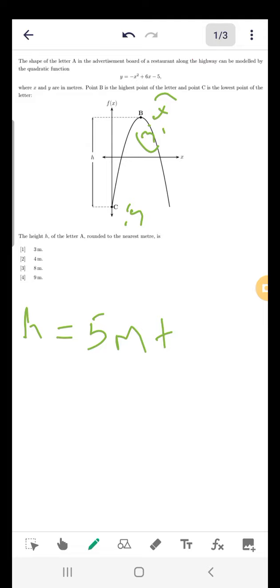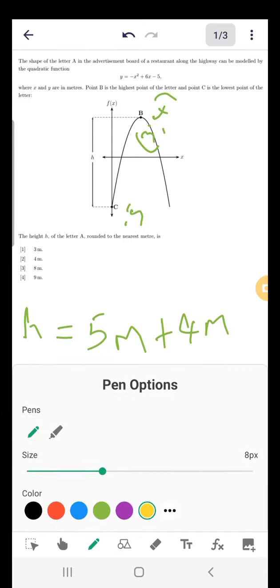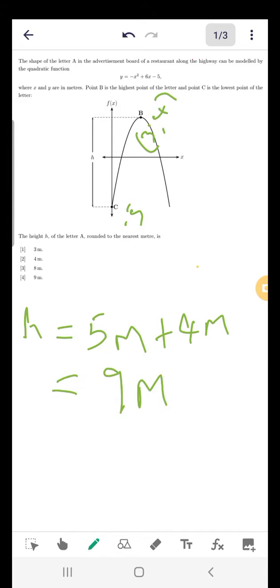Plus, what are we adding with? With 4 meters. From here to the turning point, we found out that the value of y in the turning point is 4. Now it's 1 2 3 4. 4 units which are in meters. Now it's going to be plus 4 meters. Now what's our answer? Our answer is 5 plus 4, which is 9 meters. Now where is 9 meters from our equation? 9 meters is here. The answer for this question is number 4, which is 9 meter.